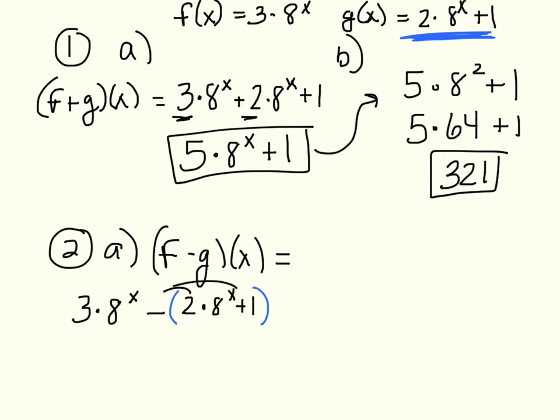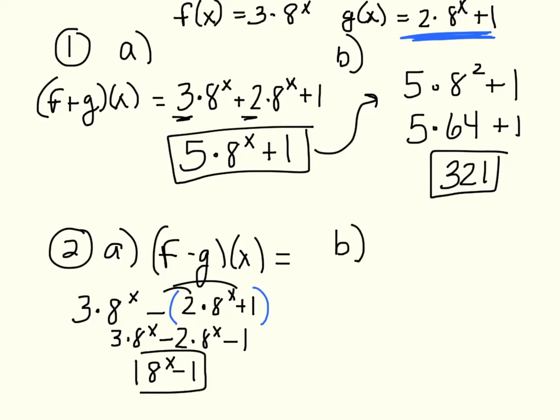Distribute the negative. That gives you 3 times 8 to the x minus 2 times 8 to the x minus 1. 3 times 8 to the x minus 2 times 8 to the x is just 1 times 8 to the x, which is just 8 to the x, minus 1. There's your answer.